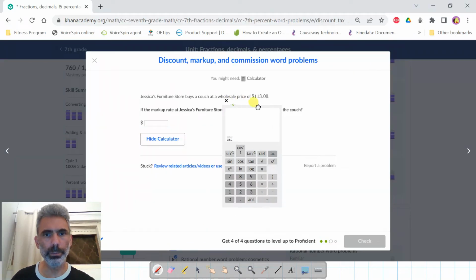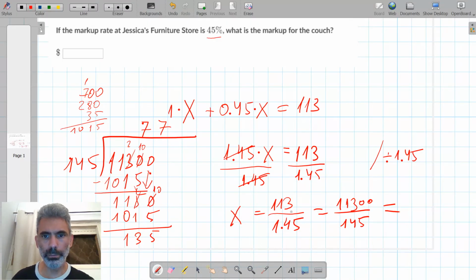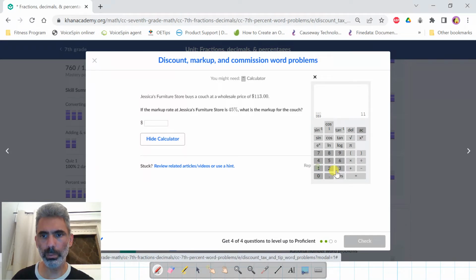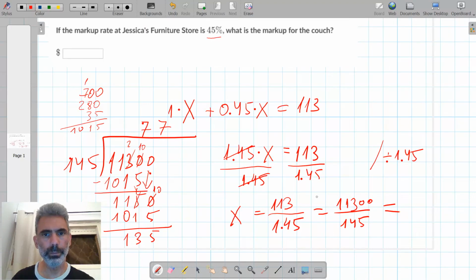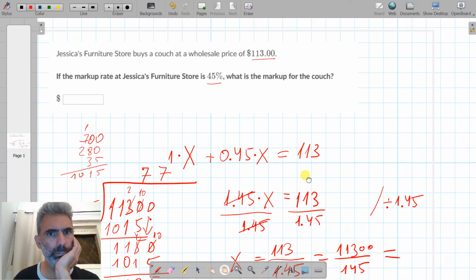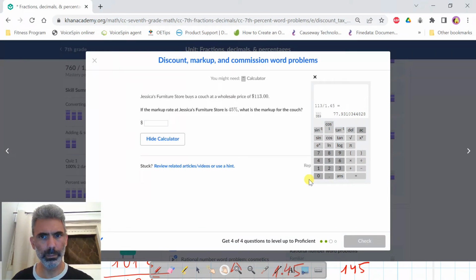Okay, let's use the calculator. So 113 divided by 1.45 equals, okay, so it's 77.93. No.